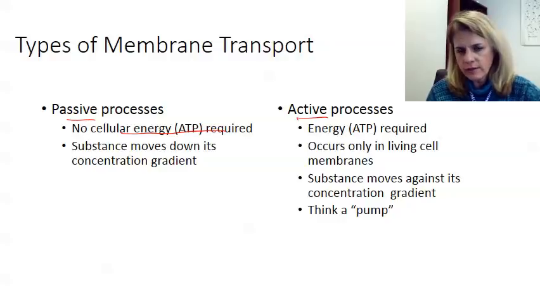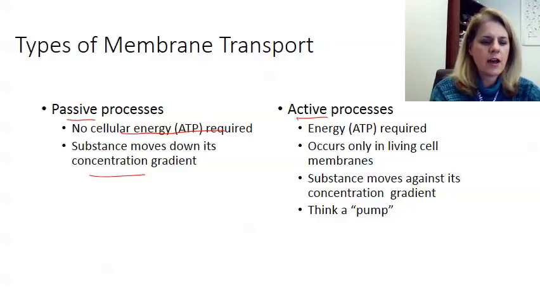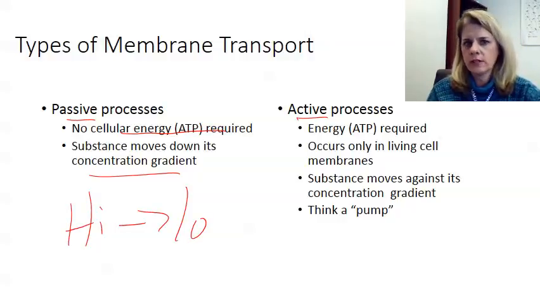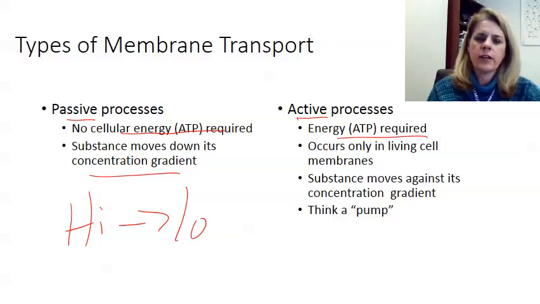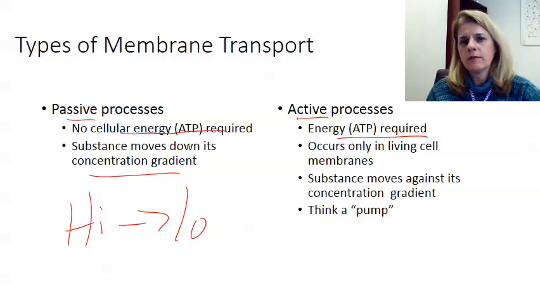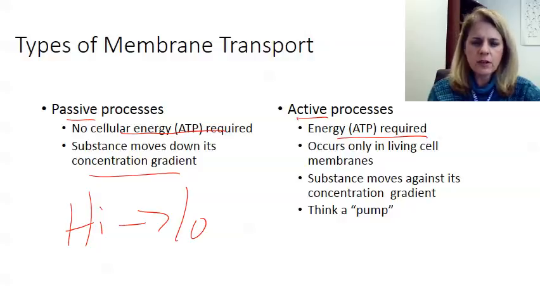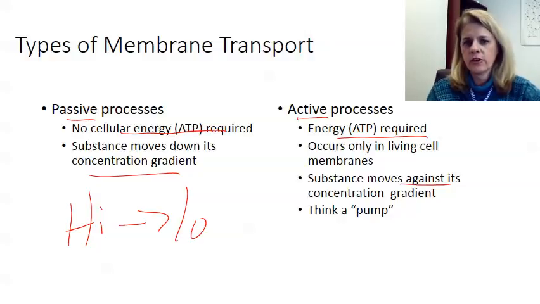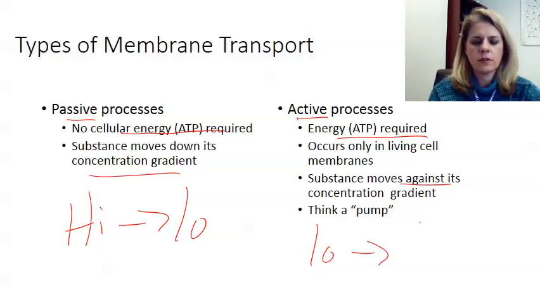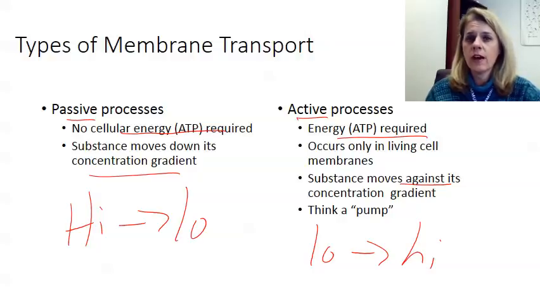In a passive process, the substance moves down its concentration gradient. So it goes from an area of high to low, and I'll explain that in more detail. Just hang on. Active transport does require energy, and this has to happen in a living cell because in order to have ATP, you have to have a cell that's alive. So living cell membranes, there's ATP involved, and this allows you to move a substance against its concentration gradient. You can take it from low to high. That requires energy. You've got to pump it.